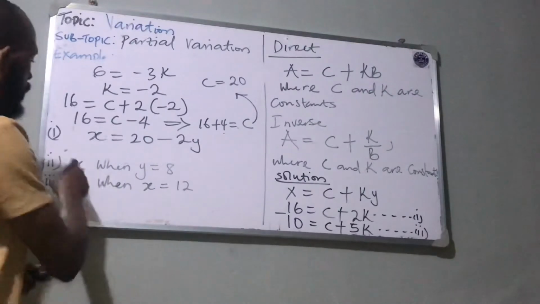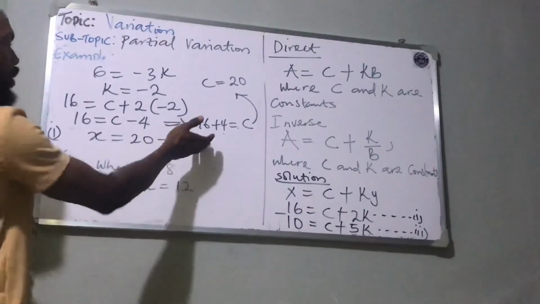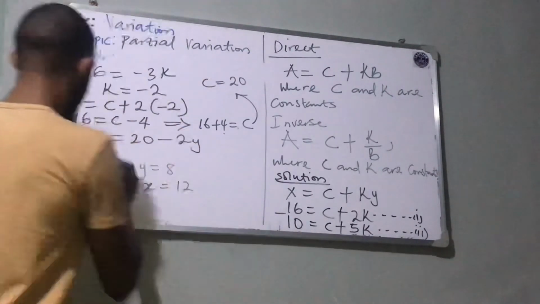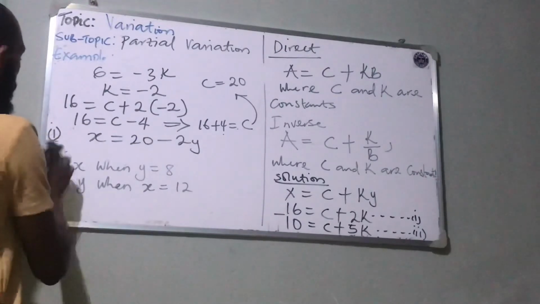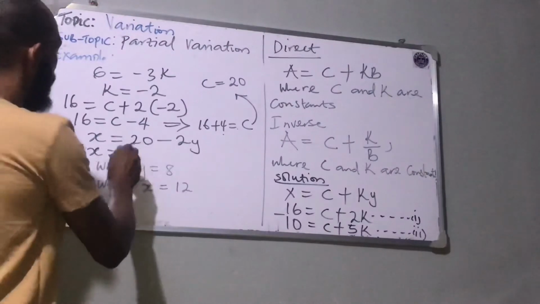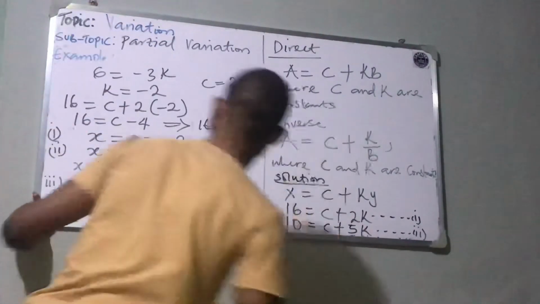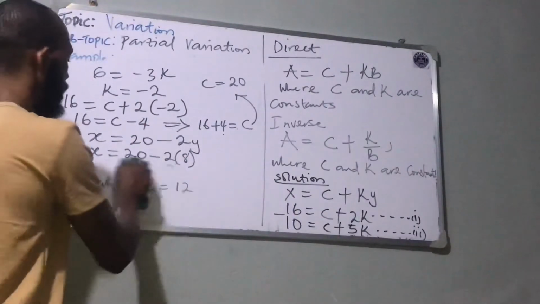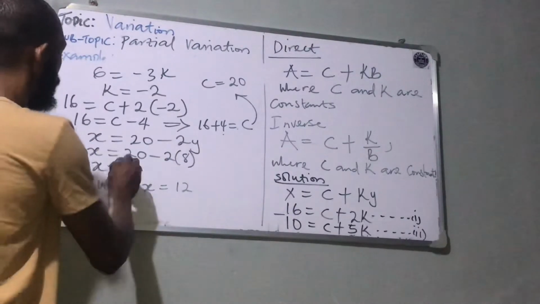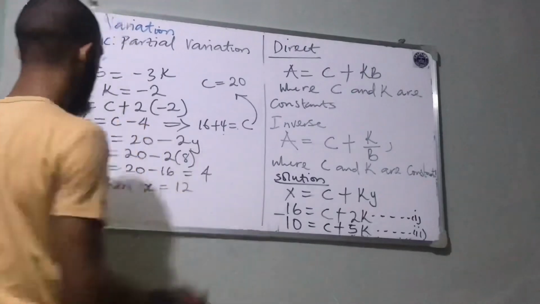The next one, we're asked to find X when Y is 8. So all you need to do is just substitute Y as 8 to find X. So X equals 20 minus 2 times 8, because Y is 8. So X equals 20 minus 16, that will give us 4.